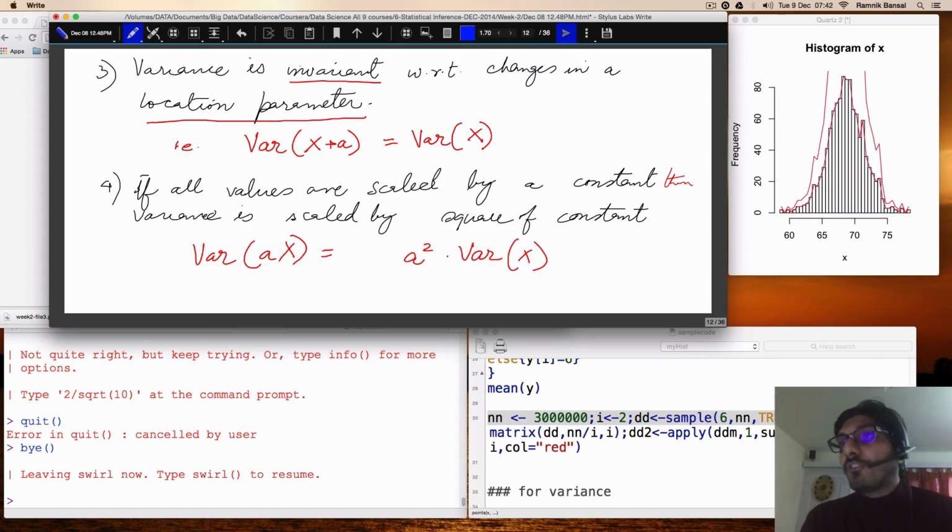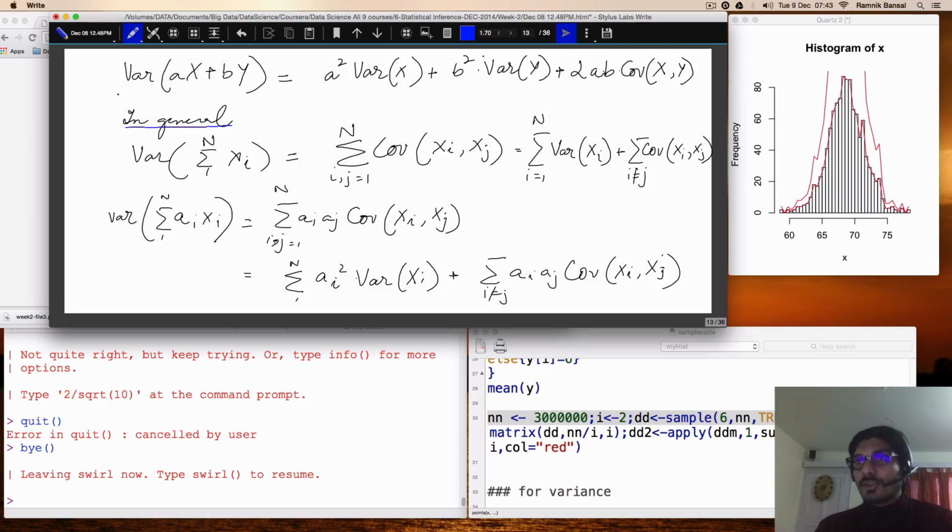If all the values are scaled by a constant, then the variance is scaled by the square of the constant. So the variance of a into x becomes a square into variance of x. Is this fine? If I'm scaling every value by a, there's a concept of square, so that square will end up increasing the values by that much factor.